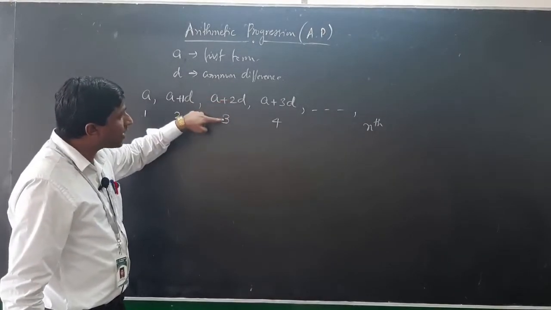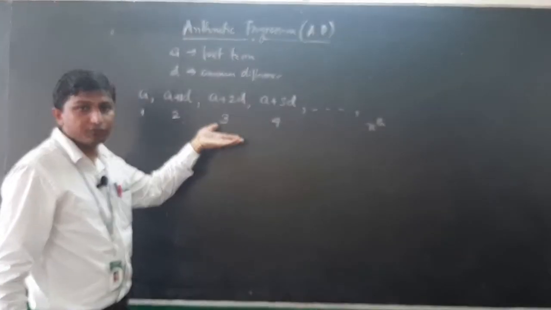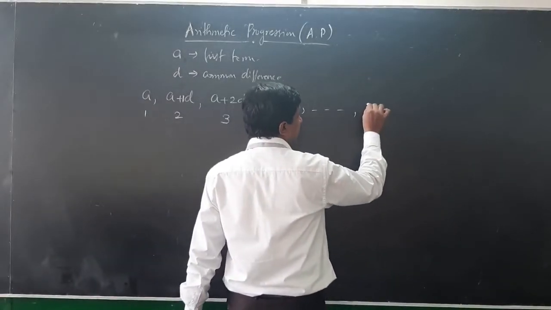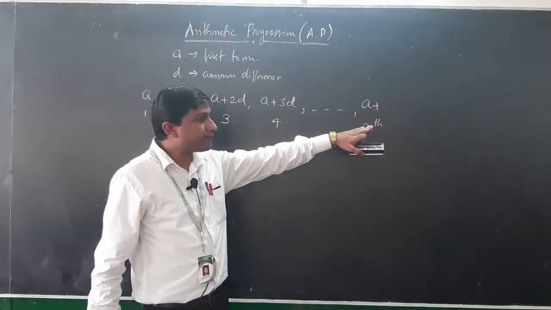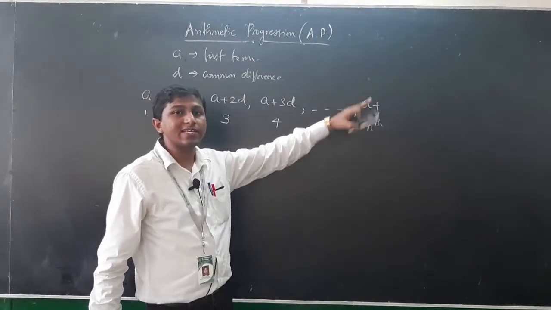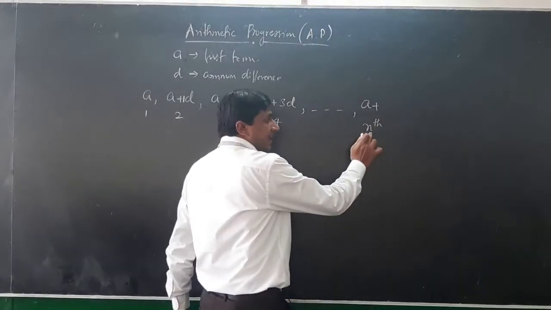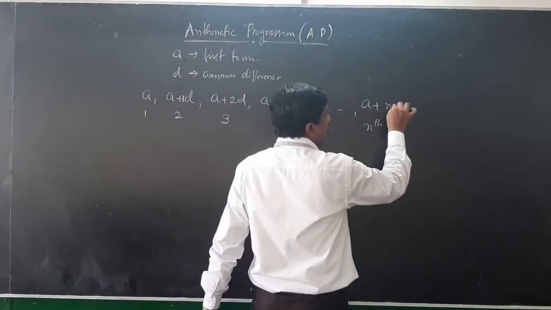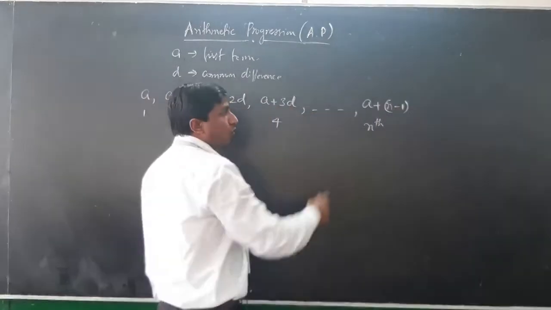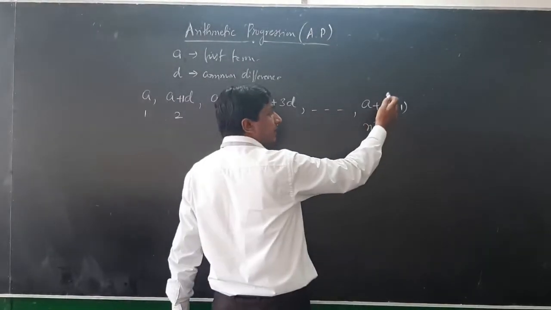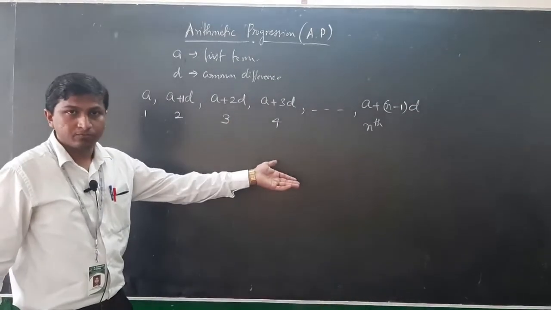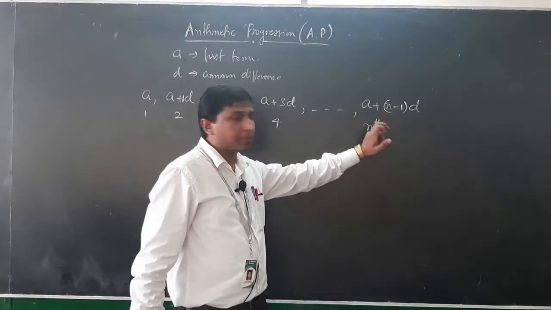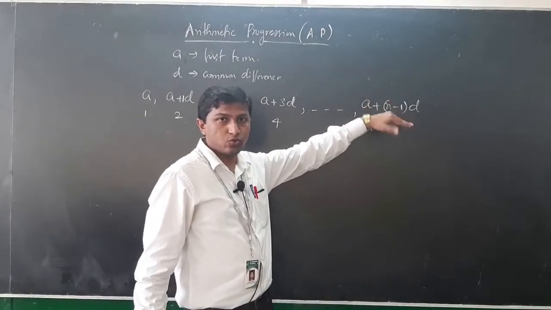Coefficient of d is 1 unit less than the position of the term, right? So, using that, how might I write the nth term? It will be nothing but a plus, the position is n, I have to have the coefficient 1 less than the position. 1 less than n is nothing but n minus 1, right? 1 less than n is nothing but (n minus 1) into d. So the nth term is nothing but a plus (n minus 1) into d.